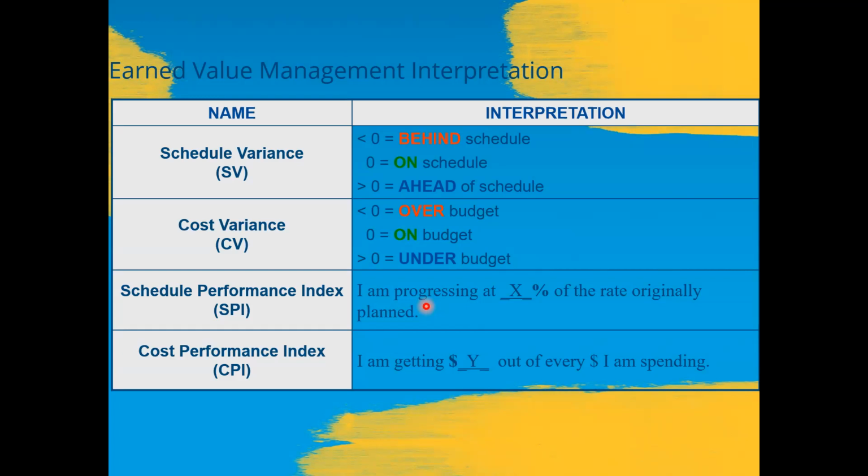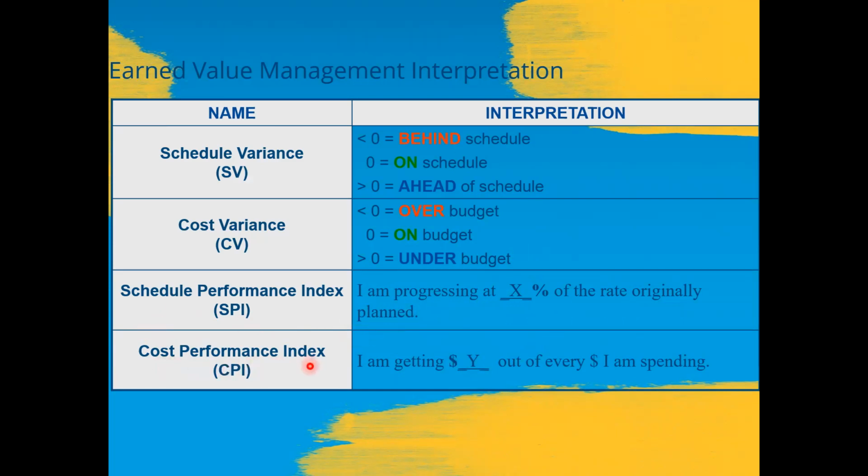So here you can see, if the SPI is 1 or 100%, the project is on schedule. But if the SPI is greater than 1 or 100%, then the project is ahead of schedule. Third case, if the SPI is less than 1 or 100%, the project is behind schedule. You can also interpret it as: I am progressing at this percent of the rate originally planned.